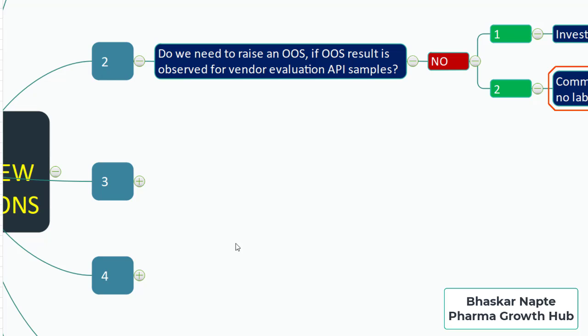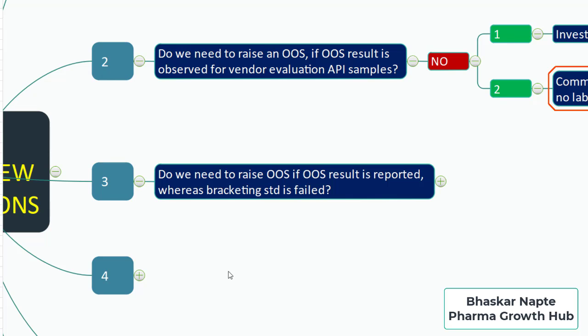Okay, so let us now move on to question number 3. Do we need to raise an OOS if an OOS result is reported whereas the bracketing standard has failed? As part of your running sequence, you have analyzed, let us say, multiple samples in one sequence, and you are calculating the results, and you found that one of the results is out of spec.